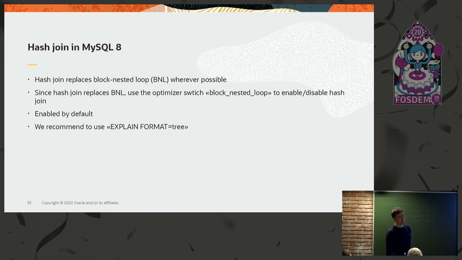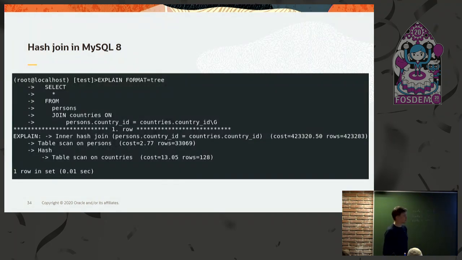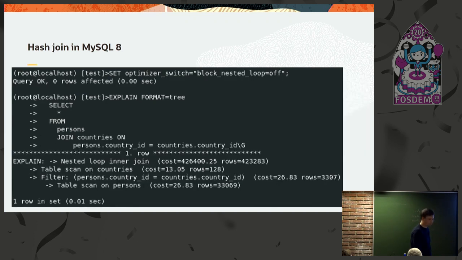And if you want to see whether or not your query is using hash join, we recommend you to use the new EXPLAIN FORMAT=TREE output. That's the one EXPLAIN that gives you an accurate representation of our iterator execution tree. Here you can see an output from EXPLAIN. Very clear, you can see that we have an inner hash join. You can see the join condition. You can also see which of the tables was chosen as the build input. In this case, it's the countries table. And here we turn off the optimizer switch block_nested_loop, and you can see that the query is executed using nested loop instead of hash join.